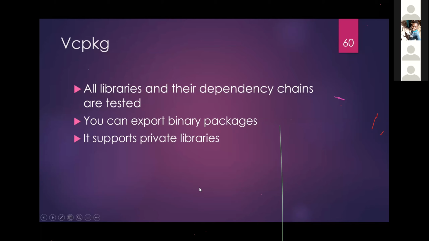It does support private libraries. So if you have libraries which you don't want to make open source, but you still want to use in VC package, that is supported. You just have to write your own file which describes how to build it, which is all done using CMake, and then it can just use all of the same infrastructure as all the open source packages.